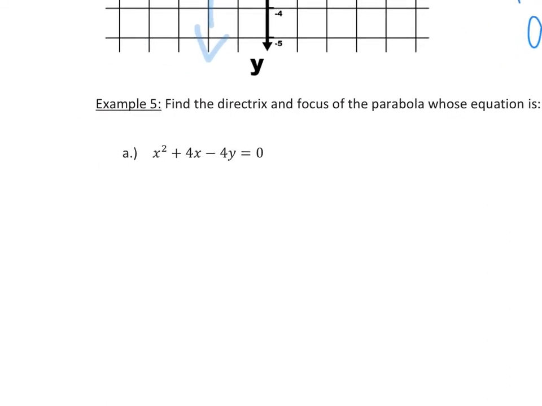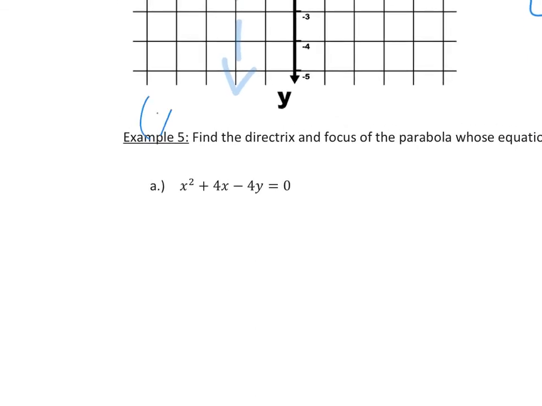If you do not have it in the parenthesis form, like the form that I taught you to memorize, x minus h squared equals 4a, y minus k, you're not going to be able to get the directrix and focus, because you really need to find the vertex. And the vertex has to be in vertex form, which is that.